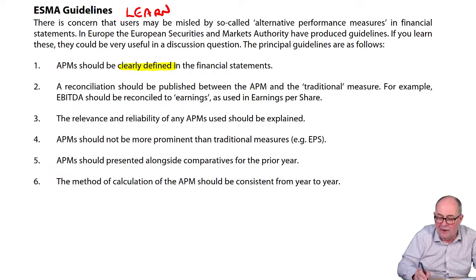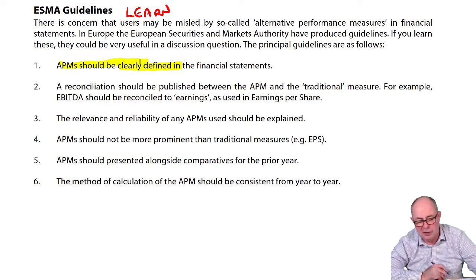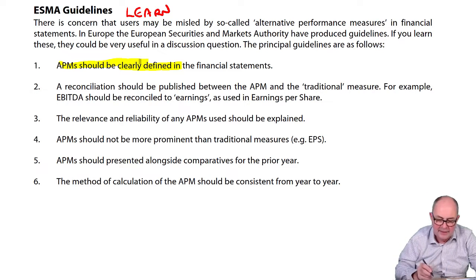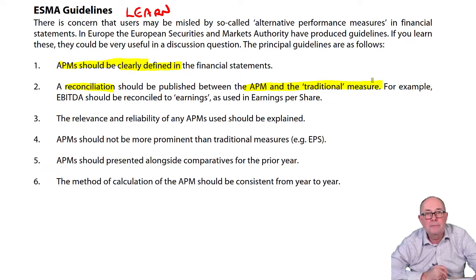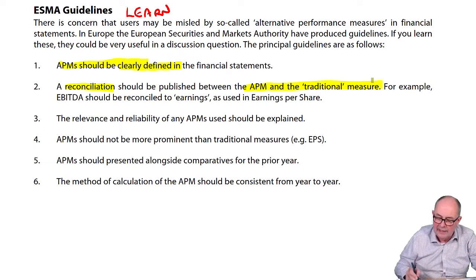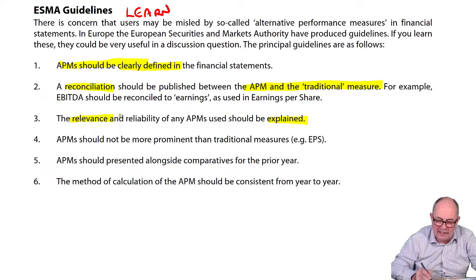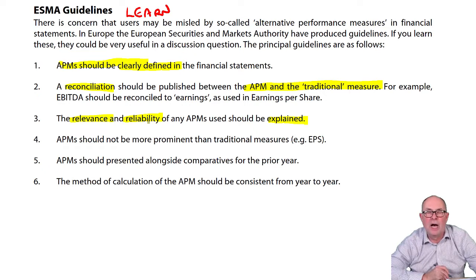They all make absolute sense if you look at the words there. So clearly define the alternative performance measure. How do you measure footfall in a store? With financial measures, make sure there's a reconciliation between the alternative measure and a traditional one, like EPS. Here's the earnings, here's the interest, here's the tax, here's the depreciation, here's the amortization. Explain why these things are relevant and explain the extent to which they're reliable.